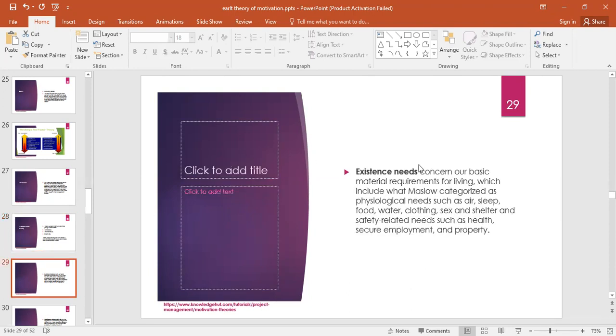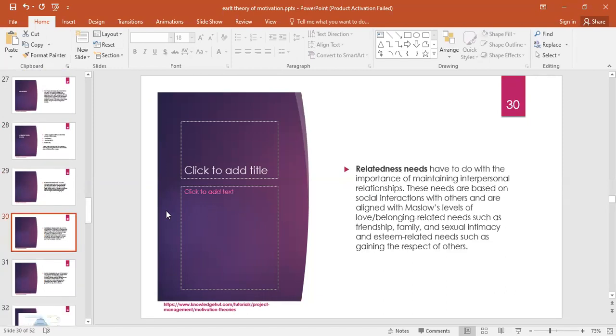What are existence needs? Existence needs concern basic material requirements for living, which include what Maslow categorized as physiological needs, such as air, sleep, food, water, clothing, sex, and shelter, and safety-related needs, such as health, secure employment, and property. Then come relatedness needs, which have to do with the importance of maintaining interpersonal relationships.